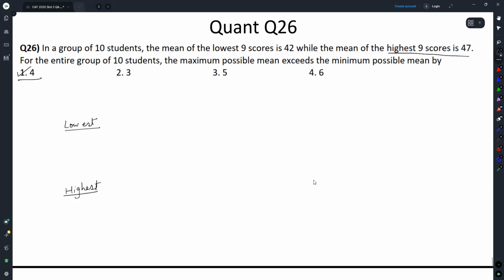Leave the lowest and highest ones aside. The 8 people in the middle, the persons who are not the lowest and the persons who are not the highest, they are the ones moving the needle immensely. Forget the lowest, forget the highest. The people in the middle are the ones who are either being 42 or being 47. They are the ones who are moving the needle immensely.